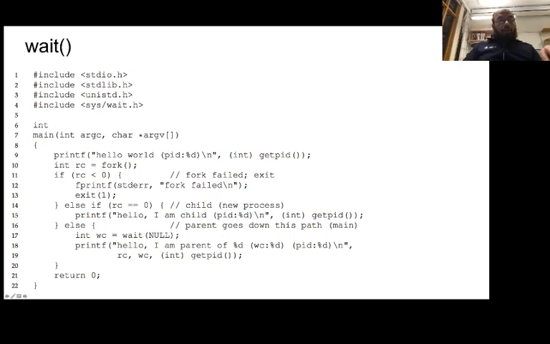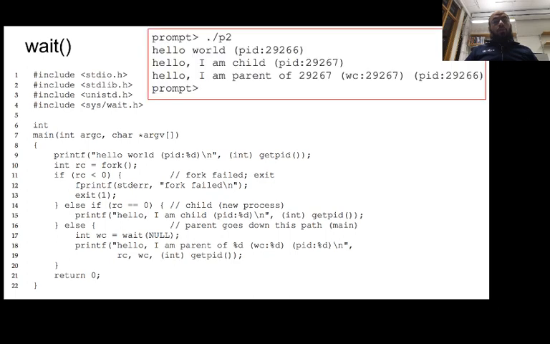But look at the parent. The parent basically has the call wait. And wait with an argument of null basically means that the parent should wait for all its children to finish before it continues running. So if you run this program 100 times, 1,000 times, it will always look like this. You will always have the child running before the parent, never the opposite, because wait will force the parent to wait until the child finishes running.